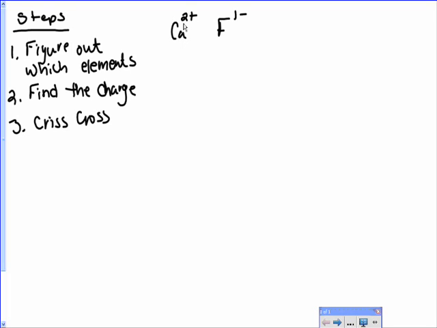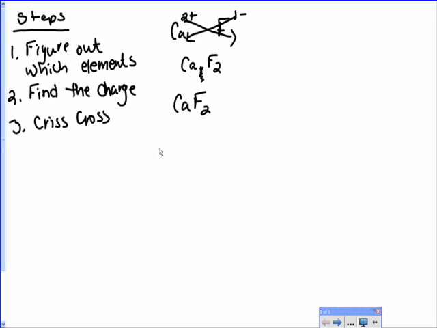Now we crisscross. We just take this 2. It's going to become the bottom subscript for fluorine. And we take this 1 and we place it at the bottom of calcium. So to write our formula, we say Ca1F2. Now, the only thing is, we really don't want to see this 1 because the 1 is understood when we see the element symbol. So how we would write this is CaF2. Now, this is the most simplified it can go, and that's what the formula unit was talking about.